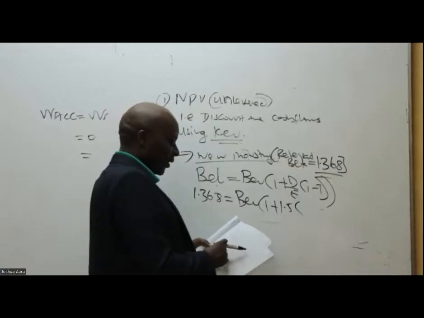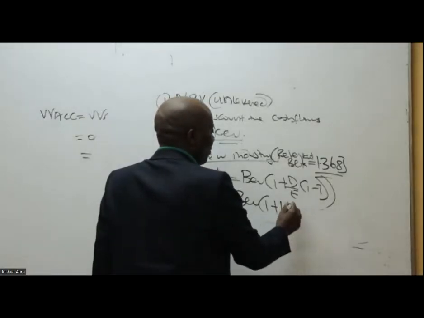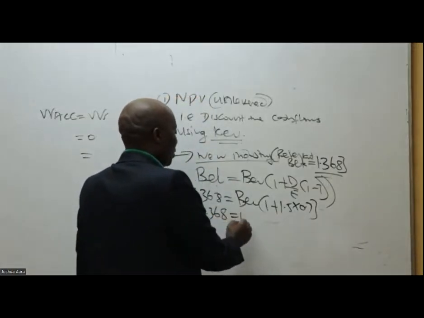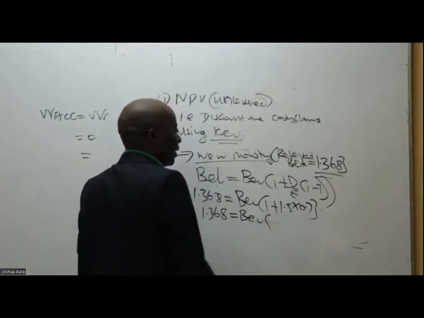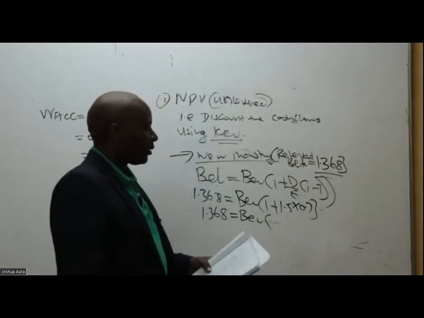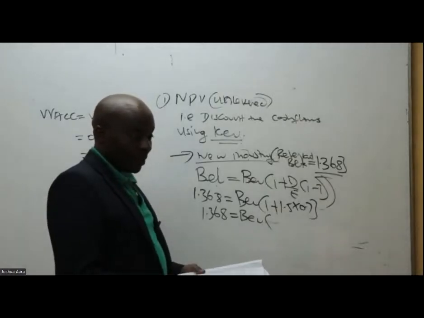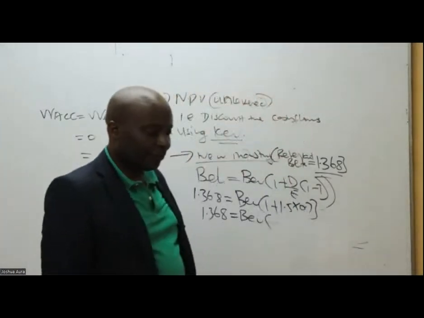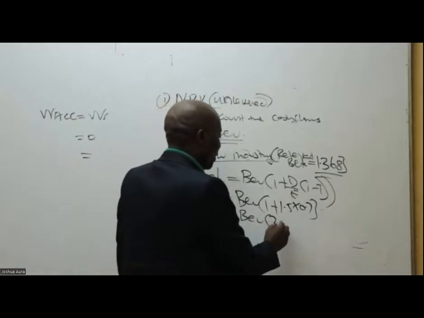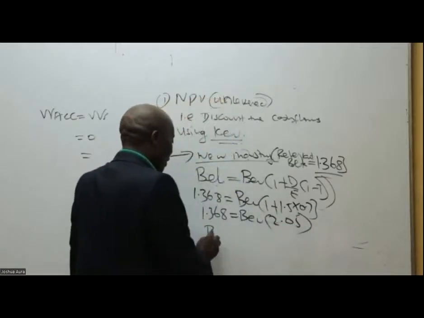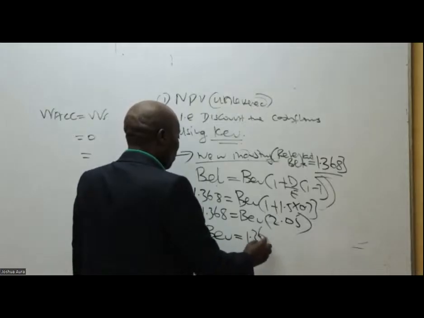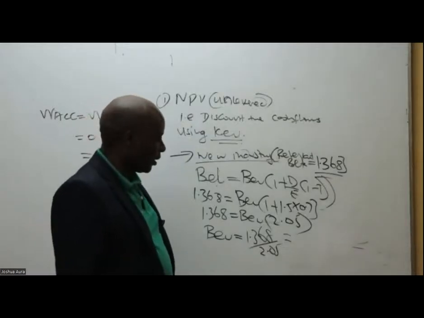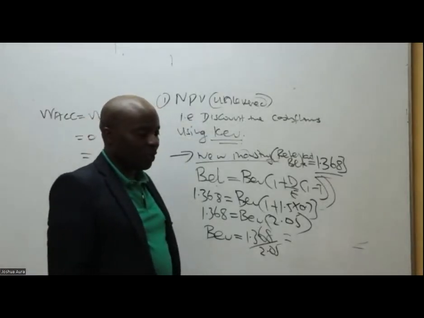So what is the tax rate? The corporation tax rate is 30%. So if it's 30%, then this should be 0.7. So then 1.368 equals BEU times this and this. It gives me what figure? I happen to be having another class, so you have to move with speed. 2.05, and then I will be able to get the famous beta by taking 1.368 divided by 2.05, which will end up giving me what figure? Somebody here, ladies and gentlemen?